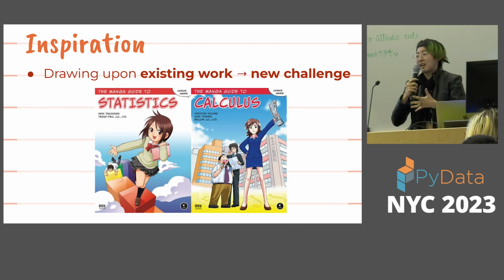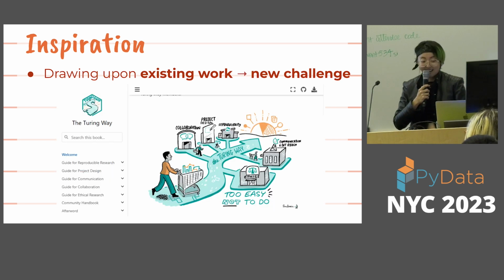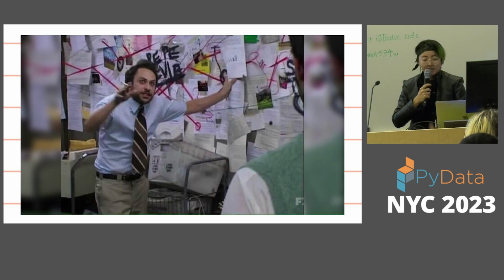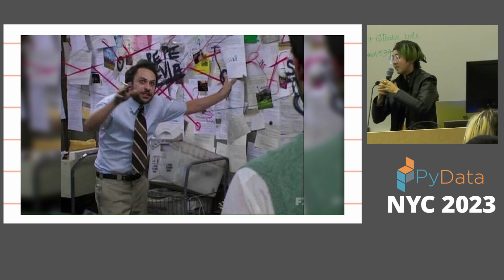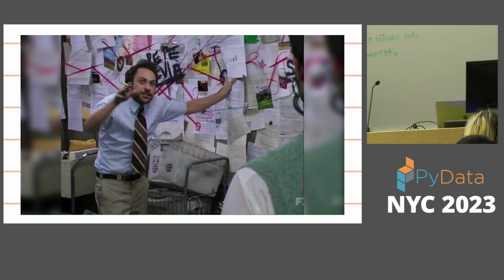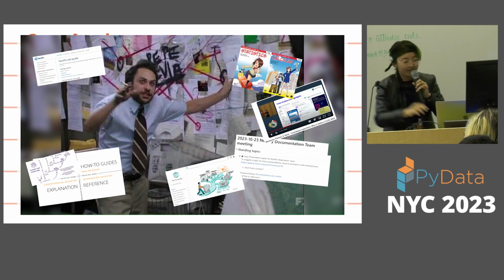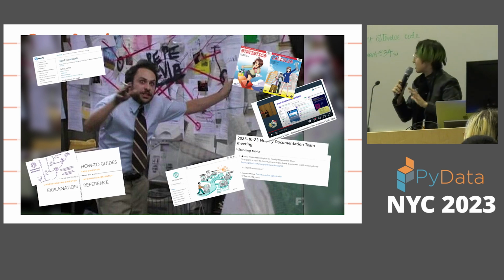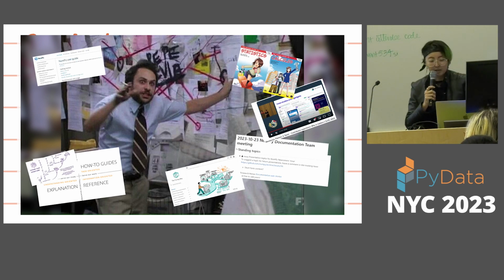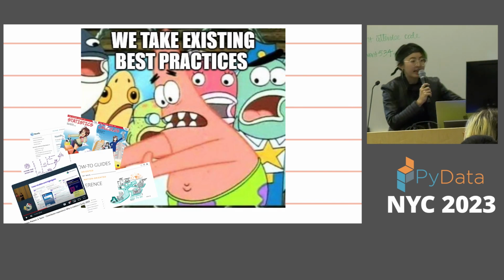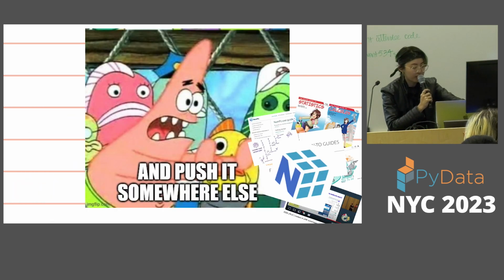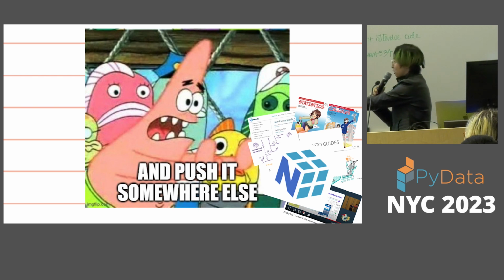There is the Manga Guide, which is fun and cute. I like that. And there is the Turing Way, which is a bit more focused on reproducible scientific research in, again, a community-driven way. So I have all these different things, and I'm telling you, there's a way they all connect together. I know it doesn't make sense, and there are like 8 different things, but it will. Because what we're doing is taking existing best practices and pushing them over there.